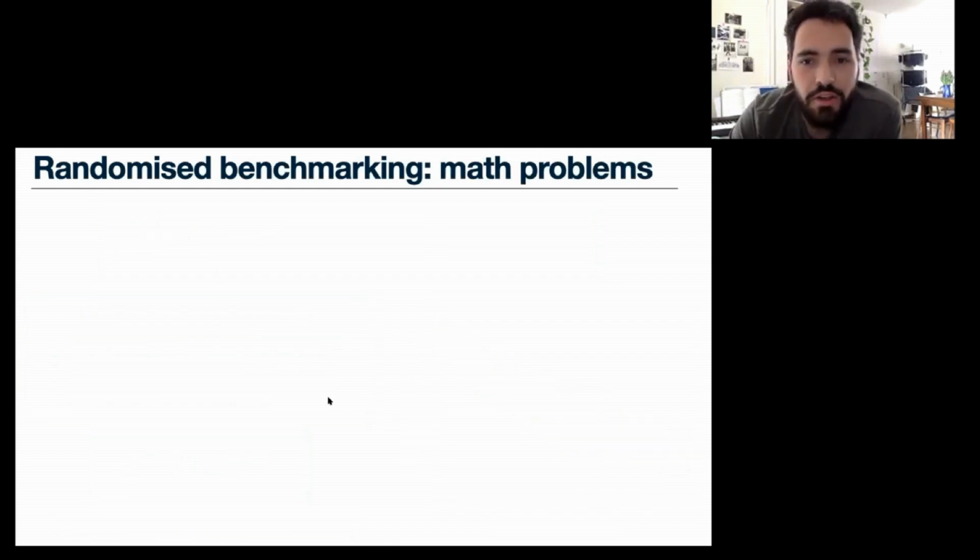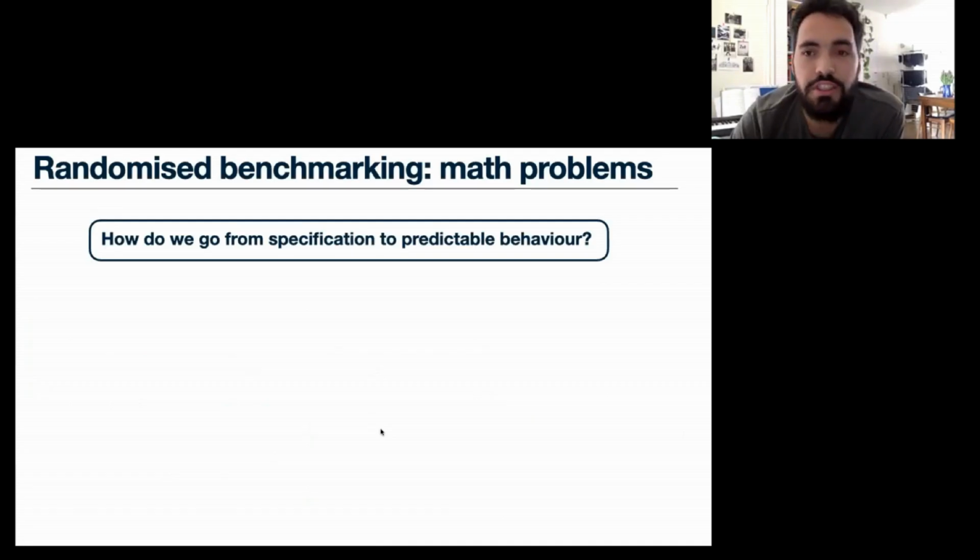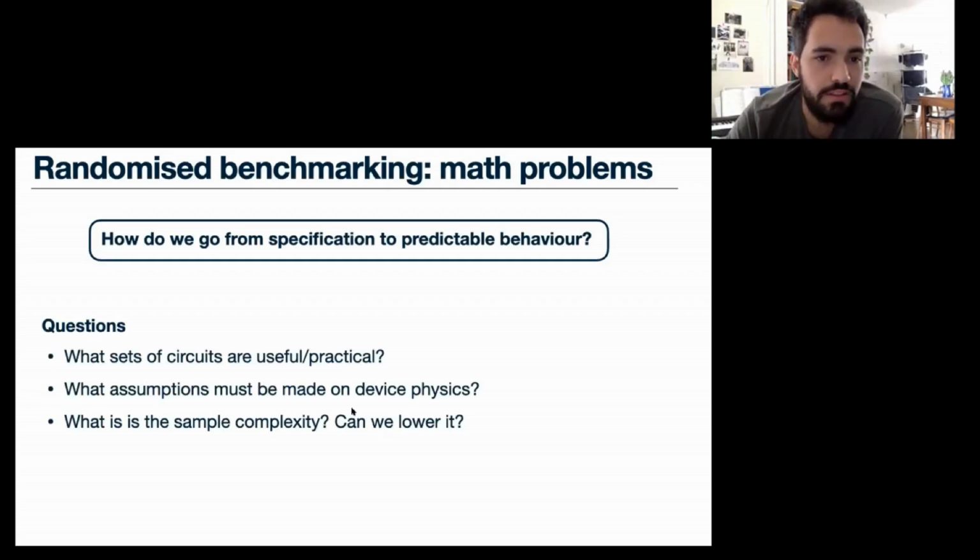Now, I've given you some specification of an abstract procedure, and people actually do this in the lab. But of course, just giving you this procedure doesn't mean that it actually works as advertised. I've left a lot of things unfilled in. For instance, I haven't told you what the set of circuits is that you're going to be sampling from. What types of random circuits are you picking?